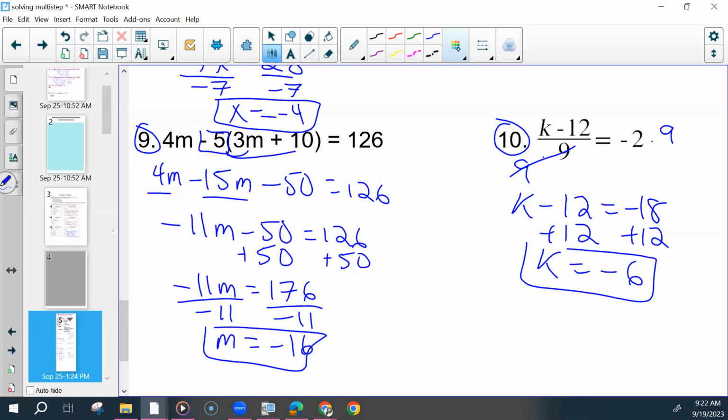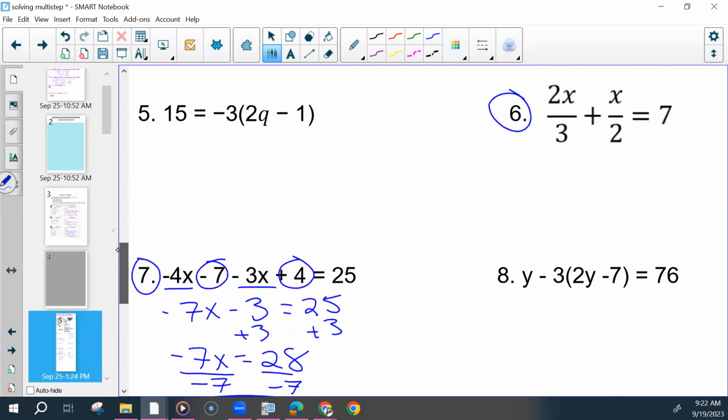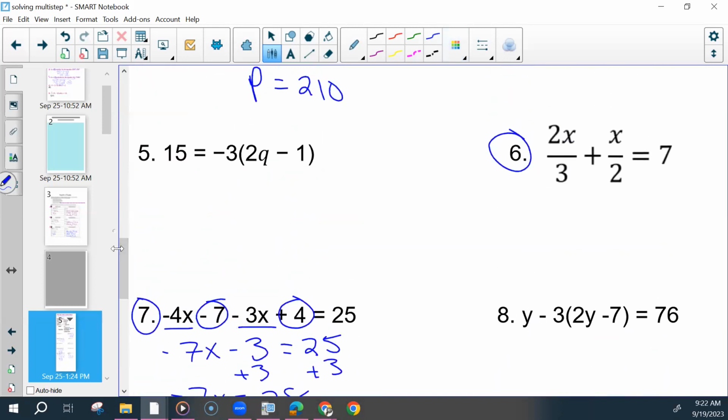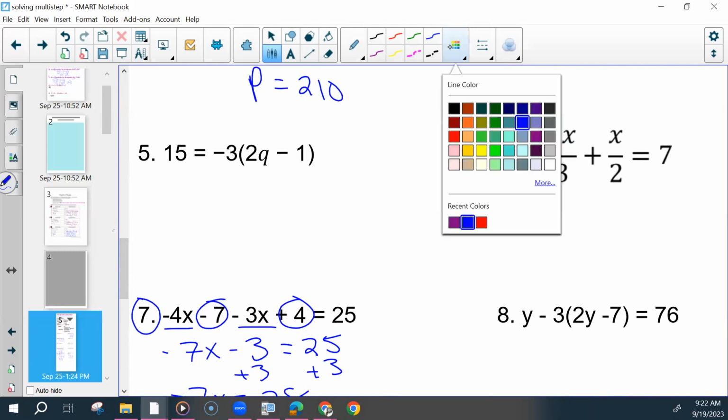Right. So I want to leave 6 for last because there are 2 different ways to do it. One is dealing with the fraction. One is getting rid of the fraction. So we'll deal with the fractions first, and then I'll show you how to get rid of them if fractions are not your friends.